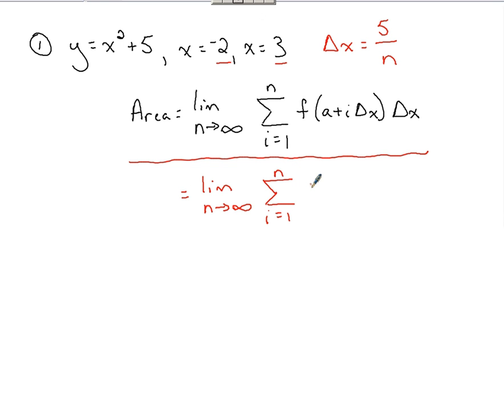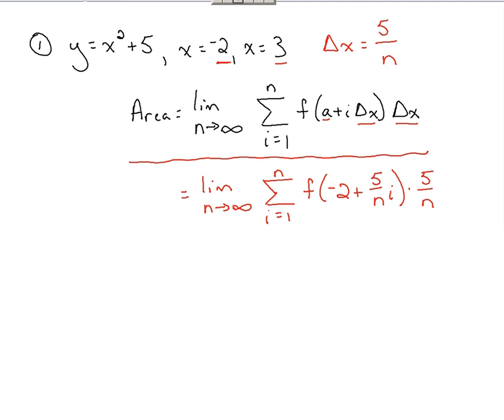So plugging in now to my function, I plug in what a is. A is where the interval begins, that's negative 2, plus i times delta x. Delta x we found to be 5 over n, so it's 5 over n i. So I've got this delta x, but now I've got to remember to multiply on this delta x. Well, delta x is still 5 over n.